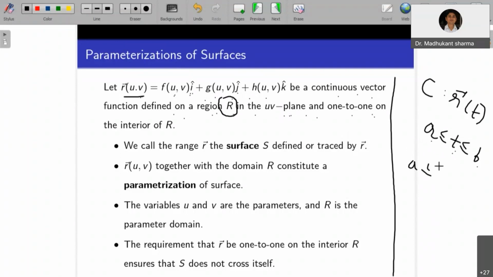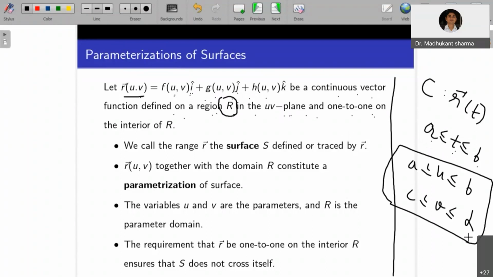Say a ≤ u ≤ b, c ≤ v ≤ d. So you can look at the simple geometry R. So we will try to look at from the picture how it will identify a vector on the surface S when you fix u equals to constant or v equals to constant. I hope it's very clear from this. If you fix u equals to constant, what will it identify?